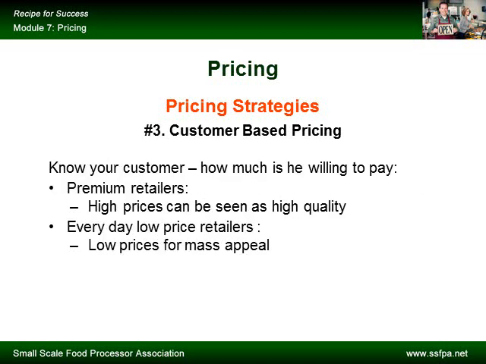Our third strategy is a customer-based pricing strategy, which is dependent on how much the customer is willing to pay for your product. You need to consider the customer's attitudes and values towards prices, product quality, value, and prestige. Some customers believe a higher price means higher quality, and others are price sensitive and are catering to more of a mass market appeal. You want your price to reflect your product image.